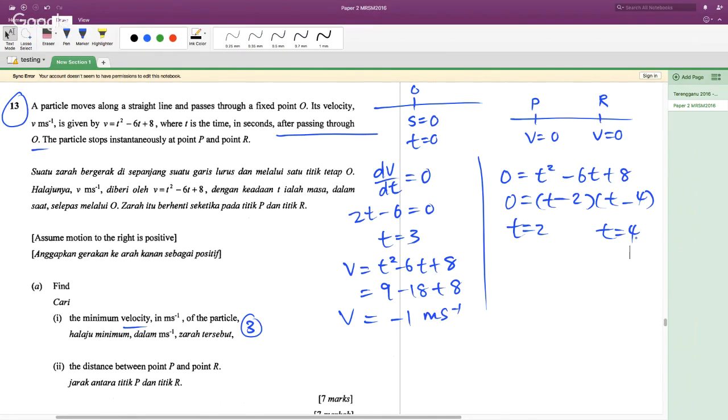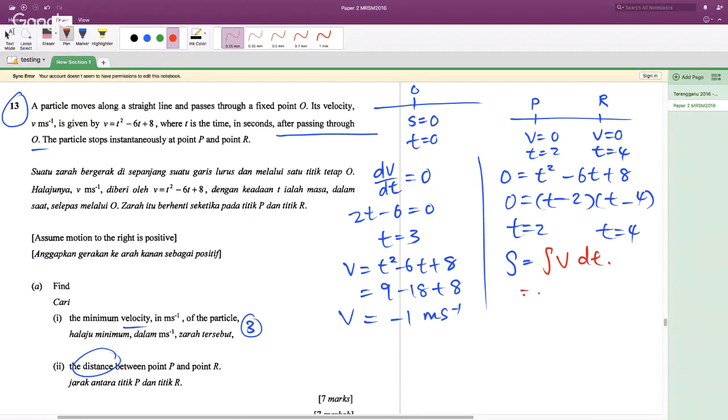So over here, I know one of them should be 2, the other one should be 4. Just assume maybe R is 4 and P is 4, or R is 2 and P is 4. It can happen that way. I don't know. But in order to find distance, I will need to have the displacement, which is S. S equals the integral of V dt.